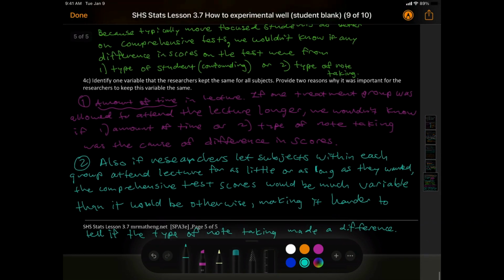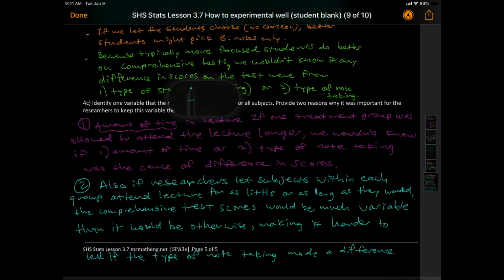And then for C, identify one variable that researchers kept the same for all the subjects. Provide 2 reasons why it was important for the researchers to keep this variable the same. Well, I said that the amount of time was the same in the lecture. If one treatment group was allowed to attend the lecture longer, we wouldn't know if the amount of time, or the type of note taking was the cause of difference in scores. That's why I need to control it, that each group had the same amount of time.